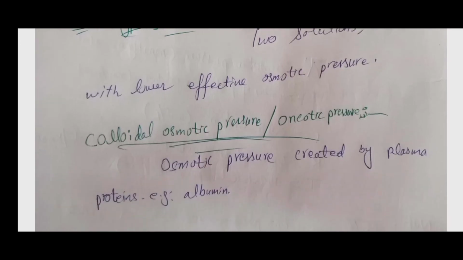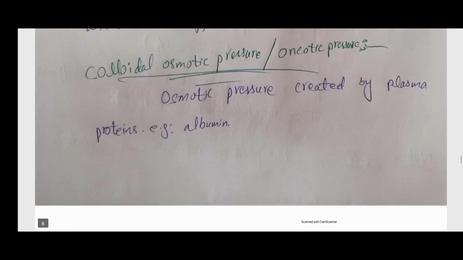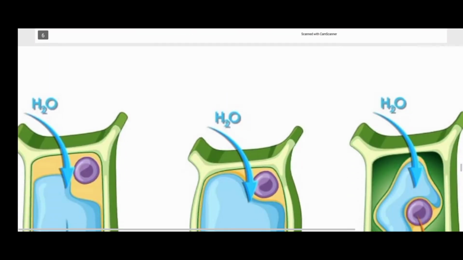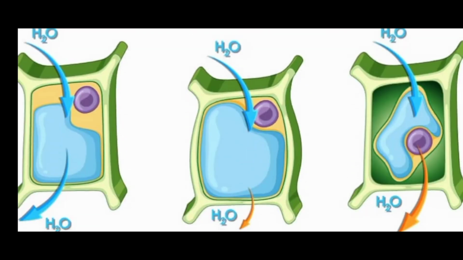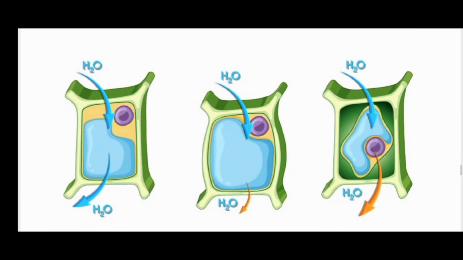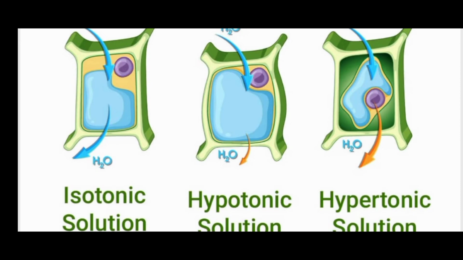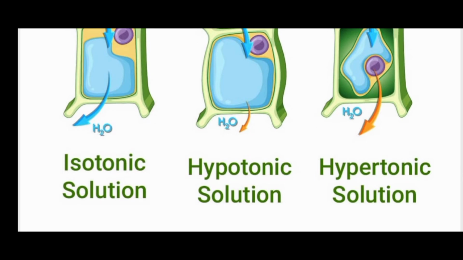What is the colloidal osmotic pressure or the oncotic pressure? This term is related to the plasma proteins. The osmotic pressure created by the plasma proteins is known as the oncotic pressure or colloidal osmotic pressure. It is very helpful during the renal filtration of the blood. You can see the image of the three types of solutions: isotonic solution, hypertonic solution, and hypotonic solution.